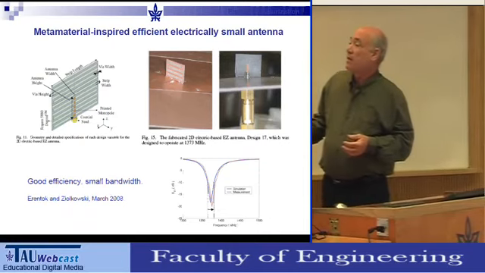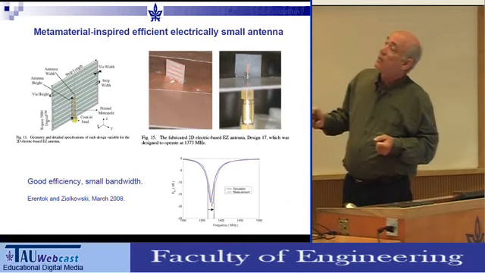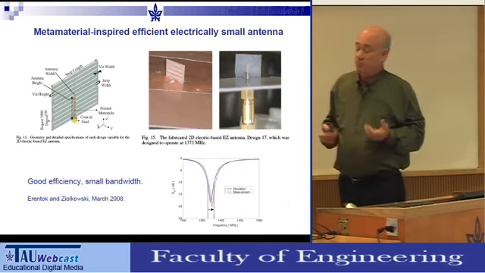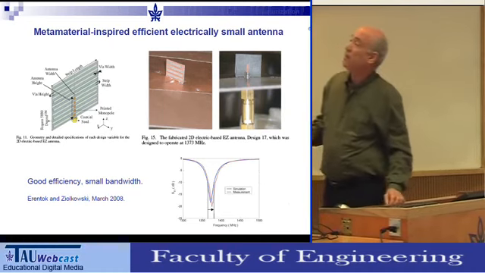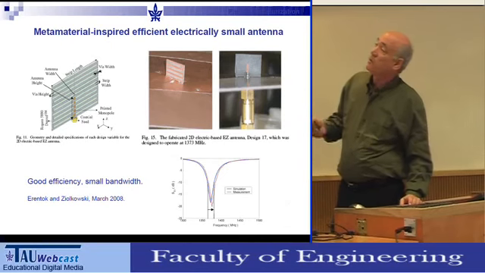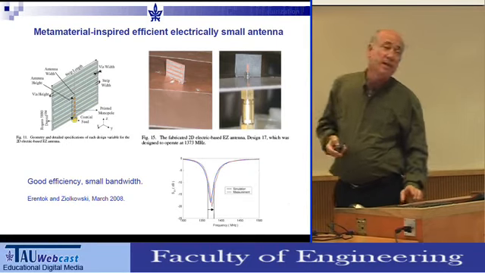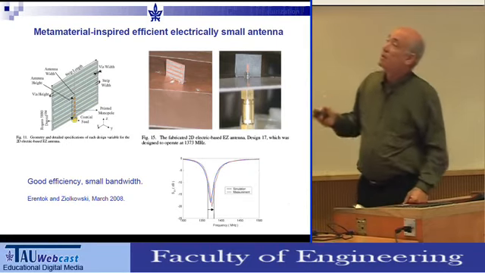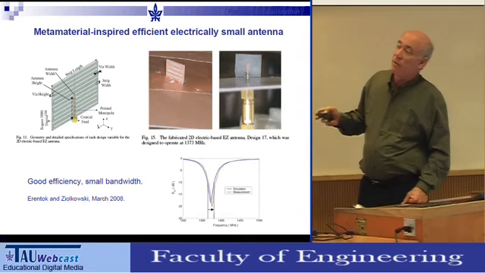Here's a work by the group of Zulkowski from University of Arizona. Metamaterials have become very popular these days for different purposes. What they did was take an average monopole and back it with a metamaterial, which has negative mu, negative epsilon properties. You can see photographs of this. They were able to reduce the size of the monopole quite substantially.